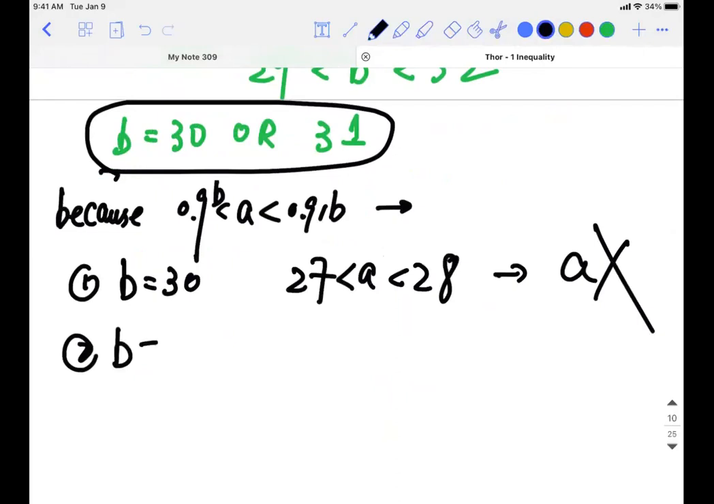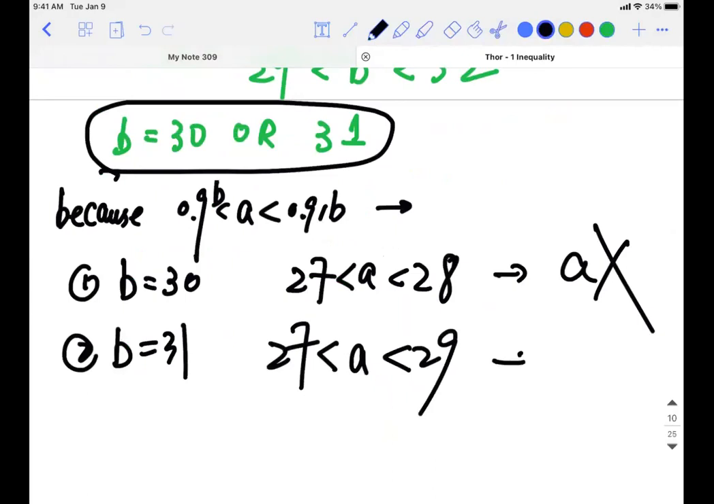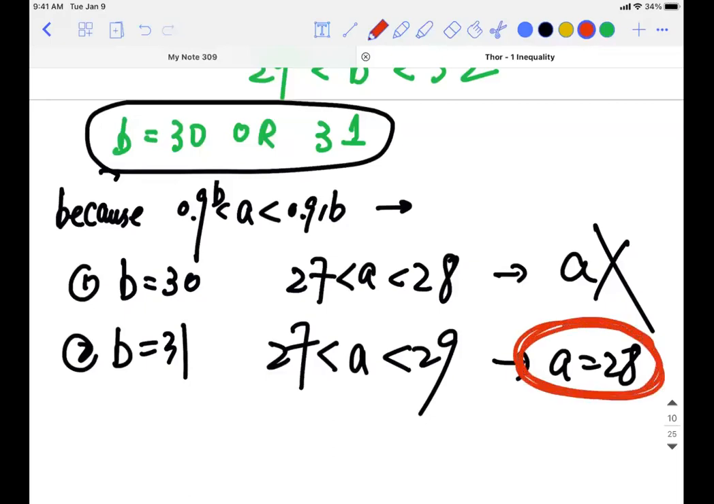If b equals 31, a will become 27 to 29. Yeah, that one is okay. A equals 28. Yeah, right? You have to do some casework and then list them out one by one to find out the value for b. So that being said, of course, a will be equal to 28, b equals 31. That's the only possible scenario for a and for b.